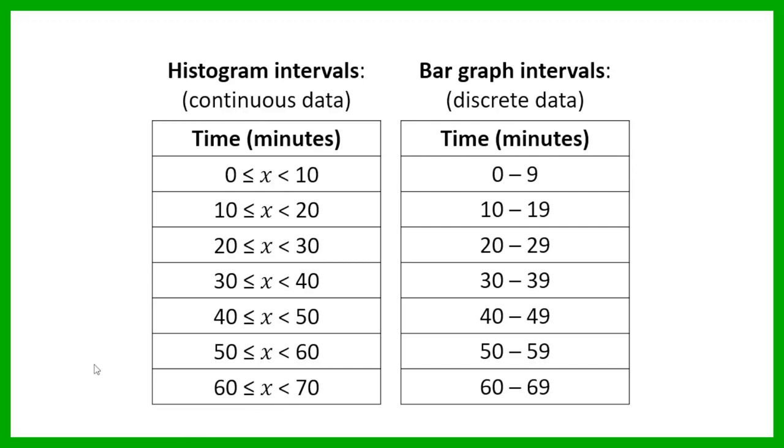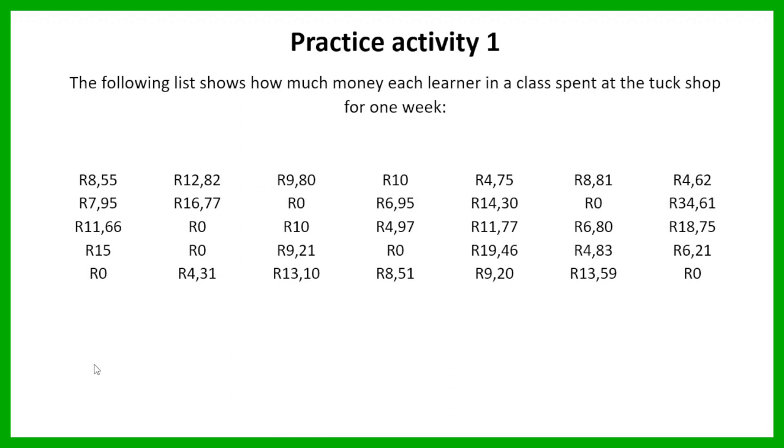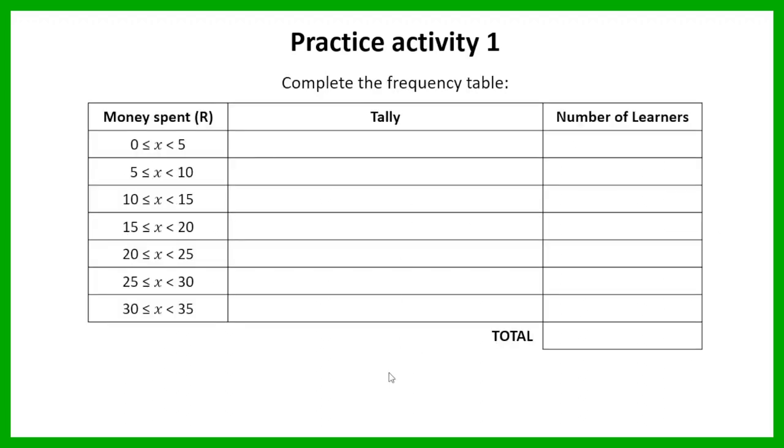So let's have a look at our first example over here. It says that the following list shows how much money each learner in a class spent at the tuck shop for 1 week. If you don't have the worksheet that goes with this lesson, please quickly pause the video and copy this down. Now we're going to use that data to fill in a frequency table, which we will then use to make a histogram. First of all, we're going to fill in the frequency table. So here is our frequency table. Once again, if you don't have the worksheet, quickly pause the video and copy this down.